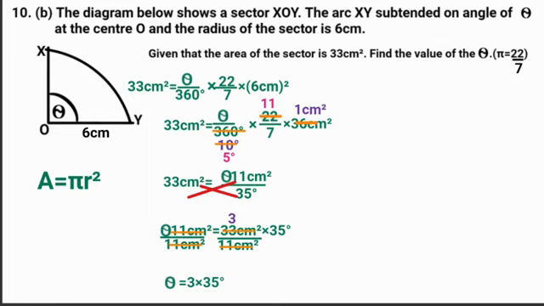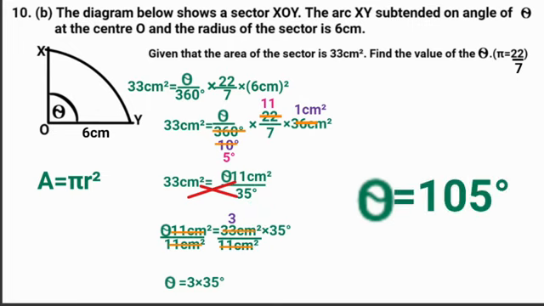Now once I've done that, I'm going to write theta there. Then I'm going to multiply 3 by 35 degrees, which gives me 105 degrees. This is the value of theta, so we are saying theta is equal to 105 degrees. That is the value of theta. So basically this is the answer we're supposed to write in the answer space. Now let's go to the next question.